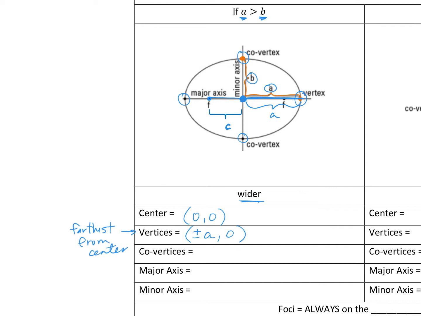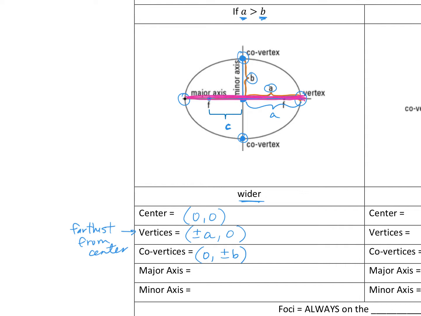Okay, so the co-vertices, look at your picture. Can anyone tell me what our co-vertices are going to be then? 0 plus or minus your B value, right? So we went B units up to get to this top one. We went B units down to get to the bottom one. So our co-vertices will always be 0 plus or minus B, okay? And then we have 2 different axes. We have the major axis. So the major axis is the one that connects your vertices, okay? This is your major axis.